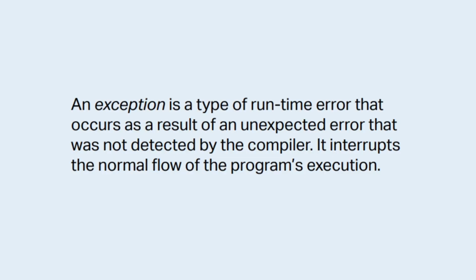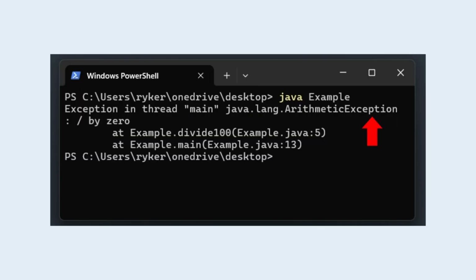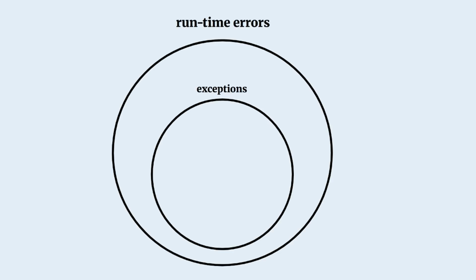An exception is a type of runtime error that occurs as a result of an unexpected error that was not detected by the compiler. It interrupts the normal flow of the program's execution. A vast majority of runtime errors in Java are exceptions. These cause the program to crash, like the dividing 100 example I just gave. There are other examples of runtime errors, but what College Board really wants you to know with this is that all exceptions are runtime errors, but not all runtime errors are exceptions. And that brings topic 1.1 to a close.